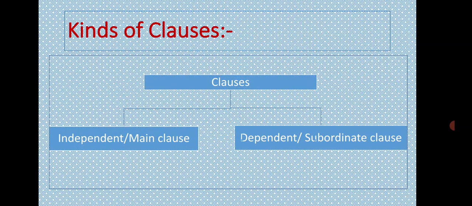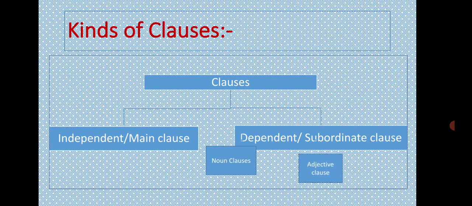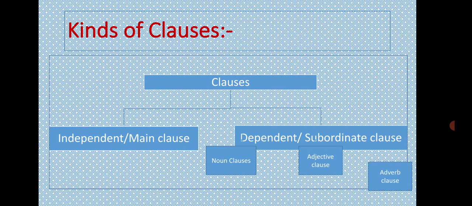Now we will see kinds of clauses. Basically, clauses have two important kinds. One is independent or main clause. It is also called a principal clause. Secondly, dependent or subordinate clause. This clause has its subkinds: first is noun clause, adjective clause, and adverb clause. Let's see all these clauses in detail.